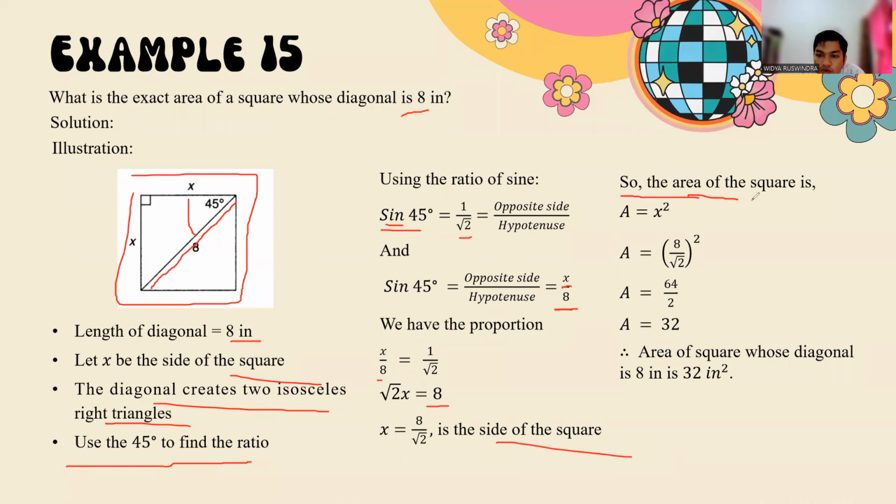So the area of the square is x squared. x is 8 over square root of 2, so squaring it, we get the area is 64 over 2, and we get the area is 32. So the area of the square whose diagonal is 8 inches is 32 square inches.